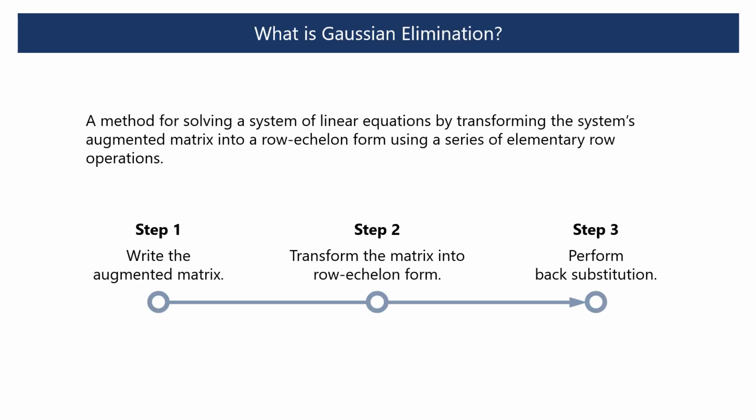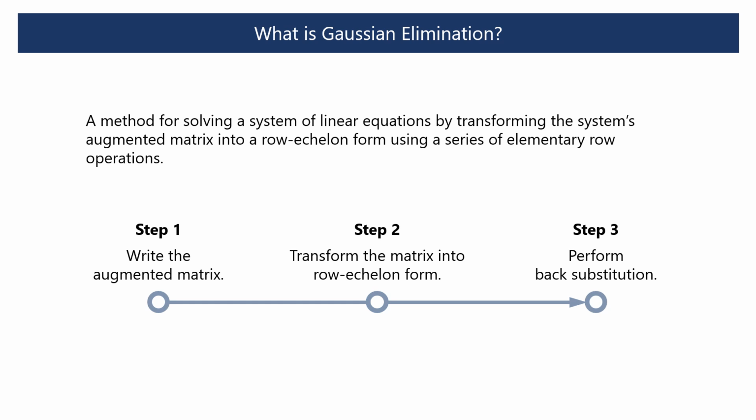Gaussian elimination is a method for solving a system of linear equations by transforming the system's augmented matrix into a row echelon form using a series of elementary row operations. Once the matrix is in row echelon form, back substitution is used to find a solution to the equations.